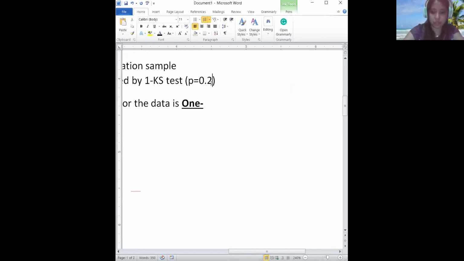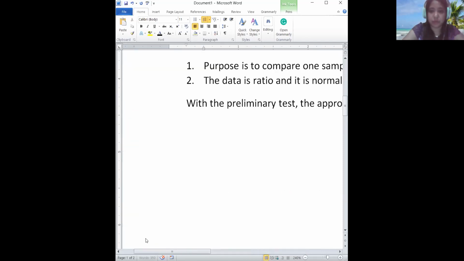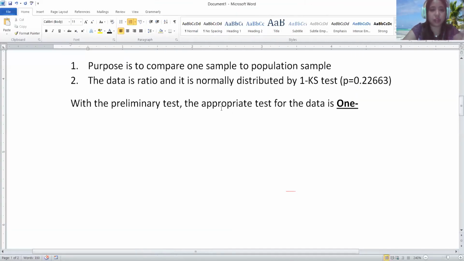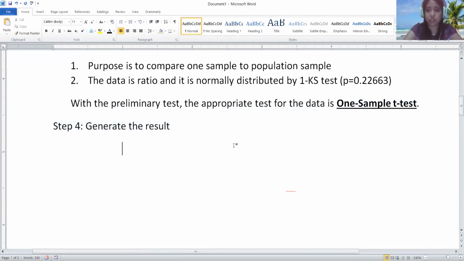Or if not, let us reflect 0.22663. So this means that the data is normally distributed. Therefore, since we satisfy the condition, then obviously we can use our one sample t-test. So next, we will generate the result.